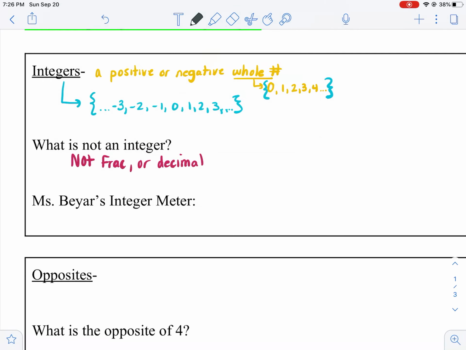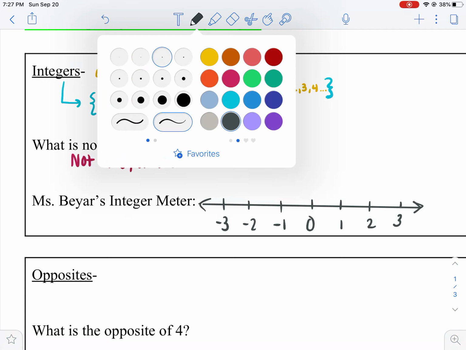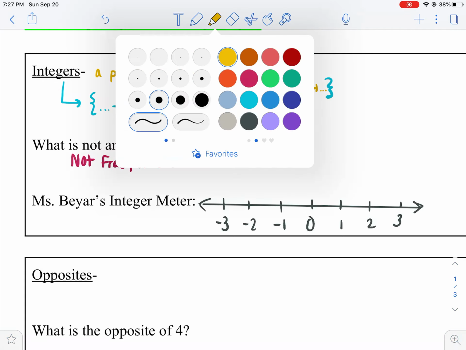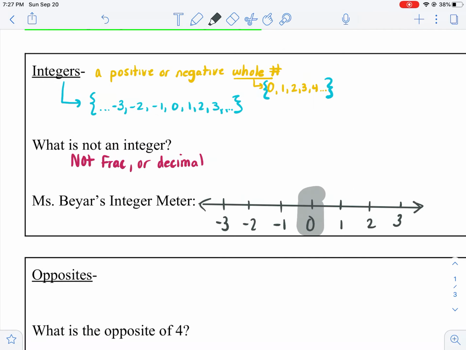I like to think of our number line, and this comes in handy when we start ordering integers. I'm not sure why that's not making a straight line. So here's my meter. Come on. I'm trying to get a straight line. There we go. So we have zero in the middle of our number line, and then we have 1, 2, 3, -1, -2, -3. So I'm going to say 0 is neutral. 0's right in the middle, 0 is neutral.